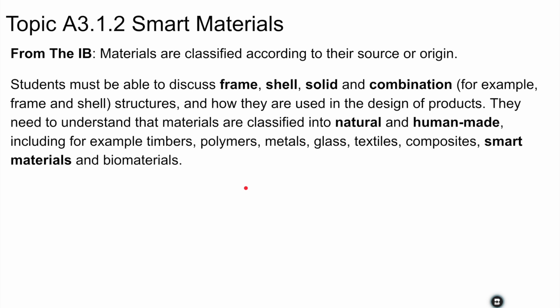Hi, this is a recorded lecture for the IB/DP Design Technology Topic A3.1.2, and we're focused on smart materials. As with the other material selection and classification videos, we're focused on source and origin. We're seeing how these can be applied to frame, shell, solid, and combination structures and in design of products, and how they are natural or human-made and that they are smart materials.